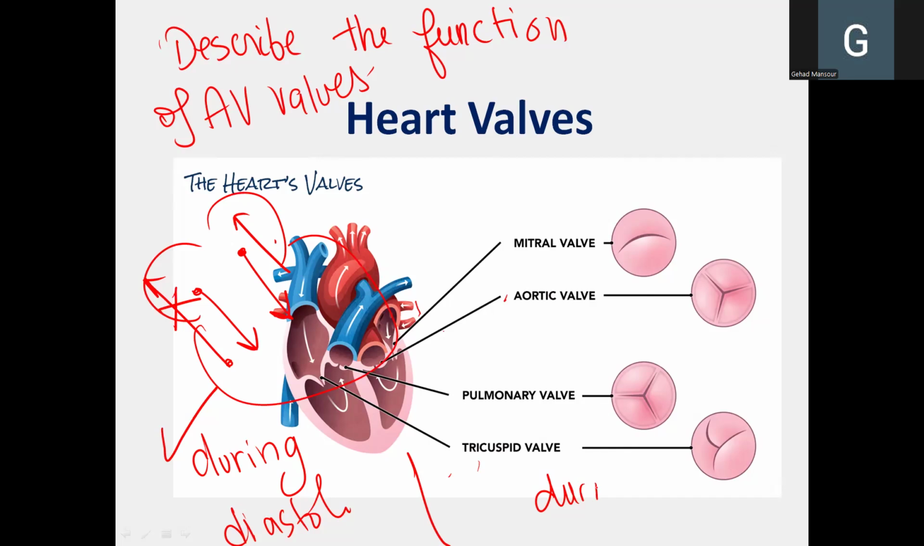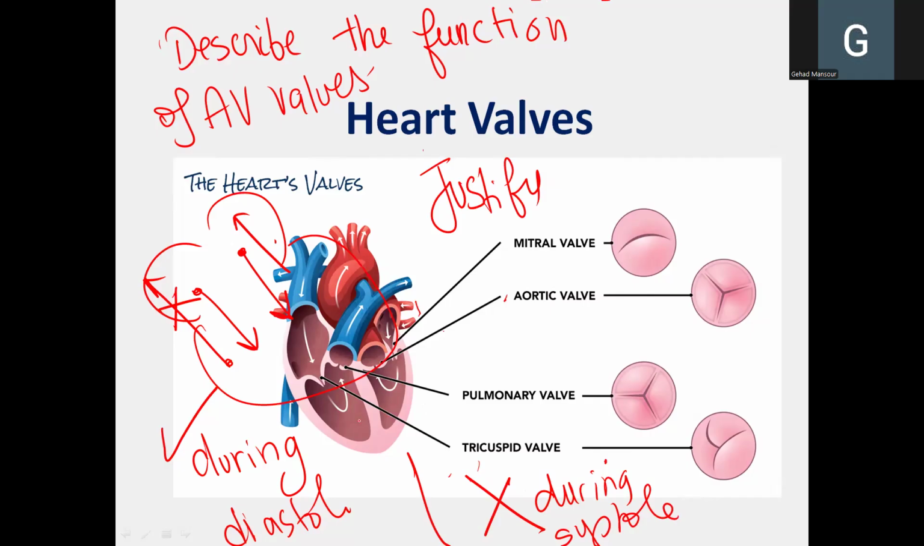So during diastole, the blood is allowed to pass. But during systole, when the ventricles start to contract, they should not allow the backflow of blood. They should close. So if I ever ask you to justify, it might be another type of question. It might be to justify that the atrioventricular valves are open during diastole in order to allow passage of blood from the atria to the ventricles. Justify that the atrioventricular valves are closed during systole to prevent backflow from the ventricles to the atria.